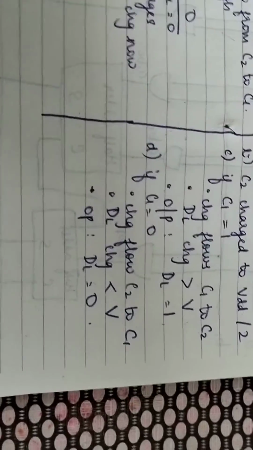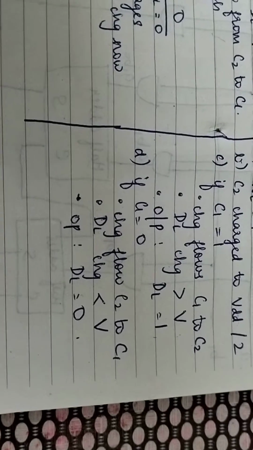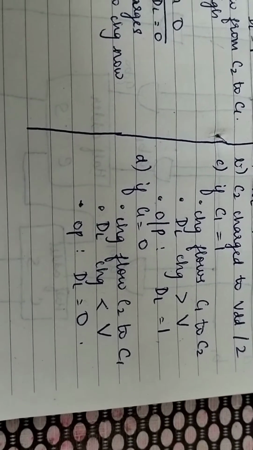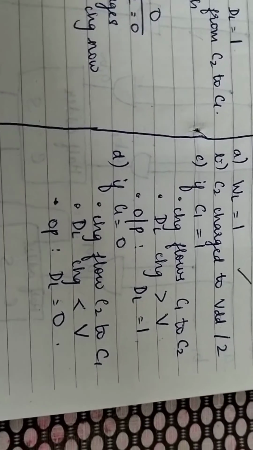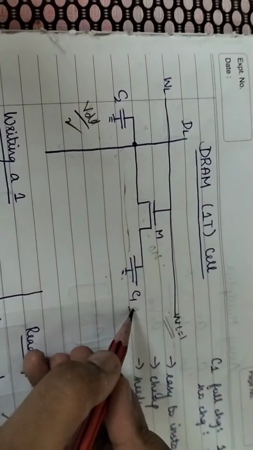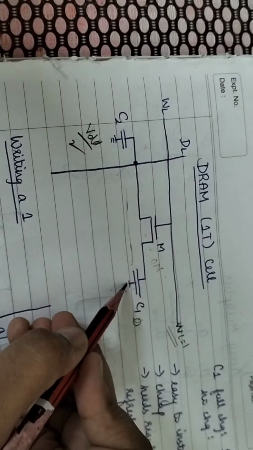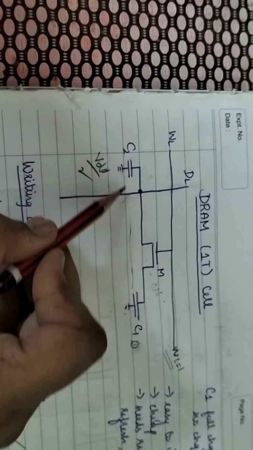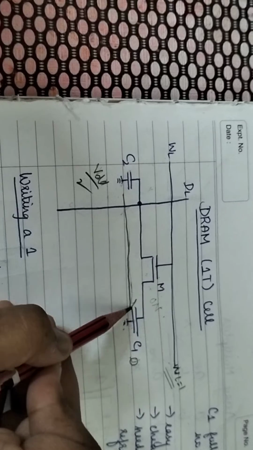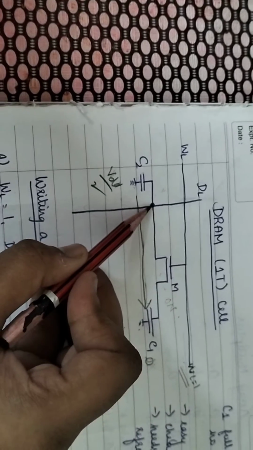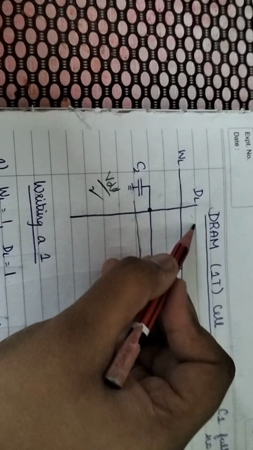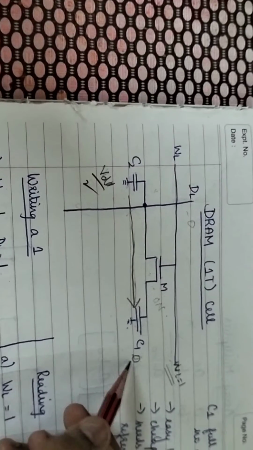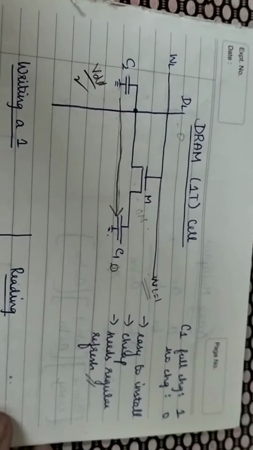On the contrary, if our C1 had a 0, charge would flow from C2 to C1. The voltage across DL would decrease, so the output would be 0. Let's look at that case also. Let's say this one was a 0. Now this has no charge, this one has some half charge, so still the charge is higher here. It would flow from C2 to C1, so the voltage at this point is going to decrease, so DL will give me a 0 output, which is what we had at C1. So that's how we perform a read operation.